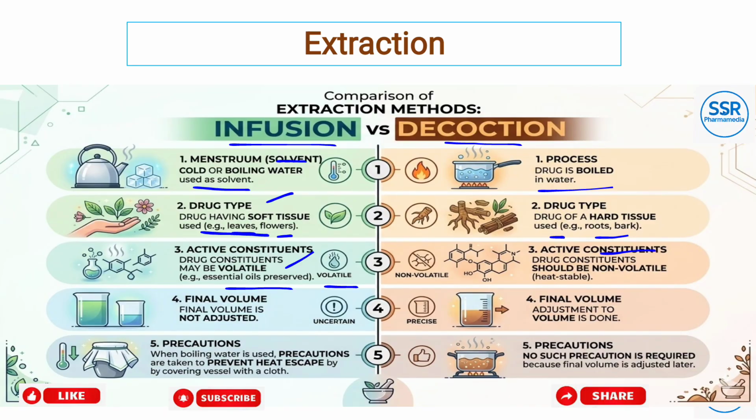But here, the active constituents of the drug should be non-volatile, like heat stable materials or therapeutic active substances, which are extracted by using decoction. In infusion, the final volume is not adjusted, and here, under decoction, final volumes are adjusted. So precautions: while boiling water is used, precautions are to be taken to prevent heat escape by covering the vessels with a cloth. Under decoctions, no such precautions are required because the final volume is adjusted later.